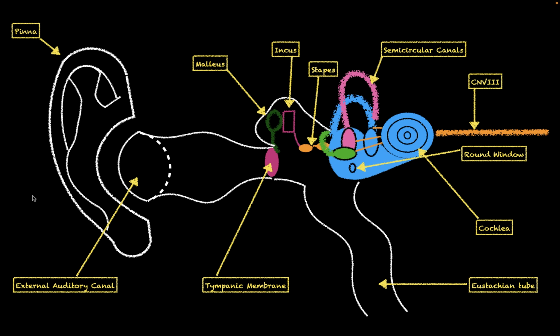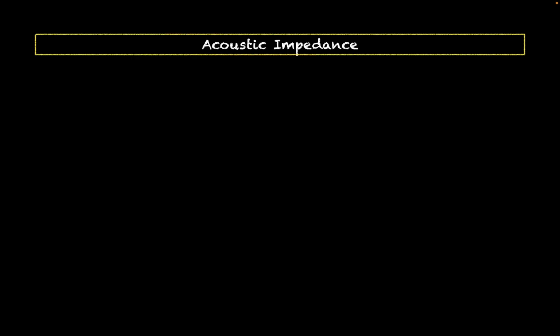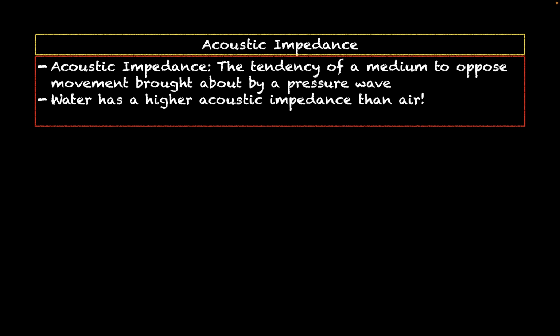So now that we know that, let's talk about the function of the middle ear. But before we talk about the function of the middle ear, we're going to talk about a specific concept called acoustic impedance. So with that, let's talk about what this is. What is acoustic impedance? Acoustic impedance basically describes how hard it is to vibrate something with a pressure wave. So it's the tendency of a medium to oppose movement brought upon by a pressure wave.